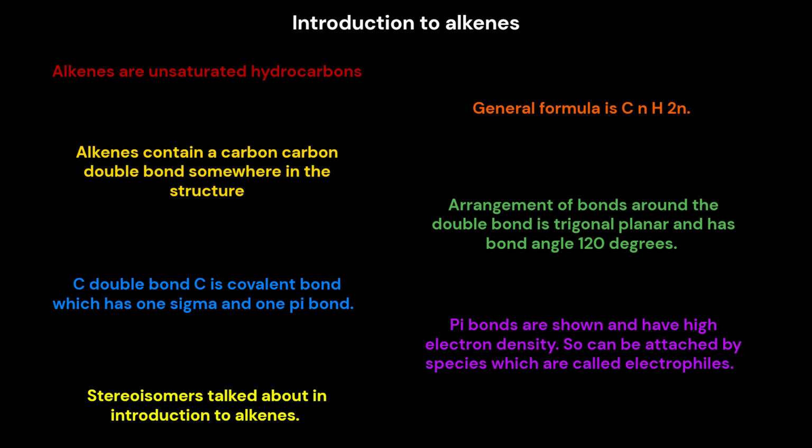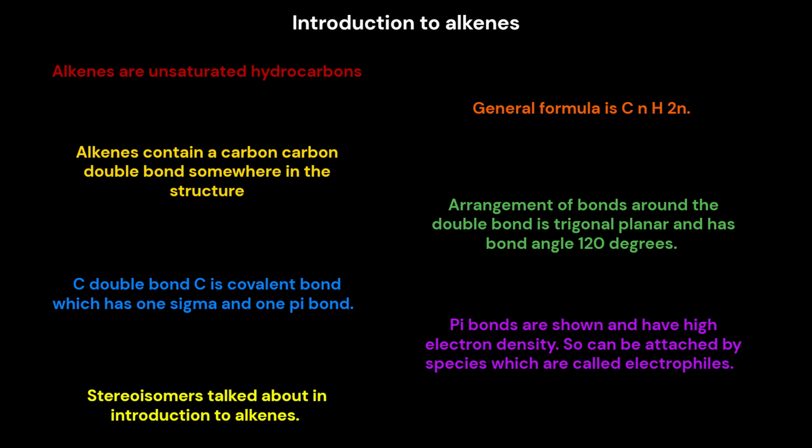Alkenes. Introduction to alkenes. Alkenes are unsaturated hydrocarbons. The general formula is CnH2n. Alkenes contain a carbon-carbon double bond somewhere in the structure. The arrangement of bonds around the double bond is trigonal planar and has a bond angle of 120 degrees. The C=C double bond is a covalent bond, which has 1 sigma and 1 pi bond.